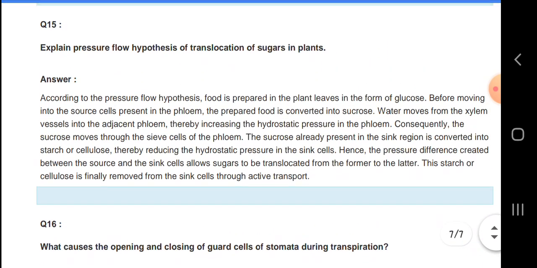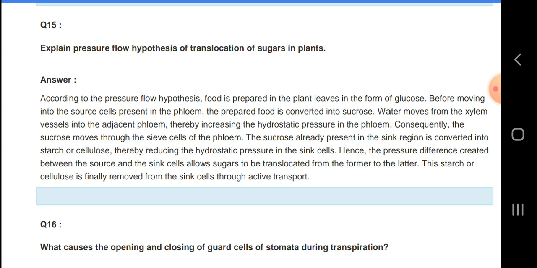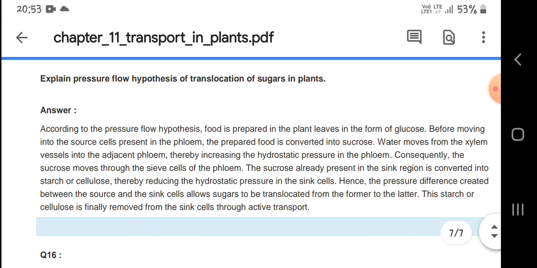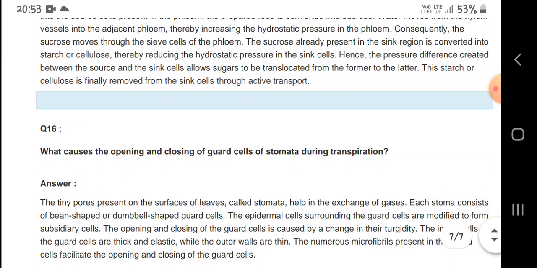Next, let us know about the pressure flow hypothesis of the translocation of sugar in plants. So, according to the pressure flow hypothesis, food is prepared in the plant leaves in the form of glucose before moving into the source cells present in the phloem. The prepared food is converted into sucrose and then it is transported by the phloem.